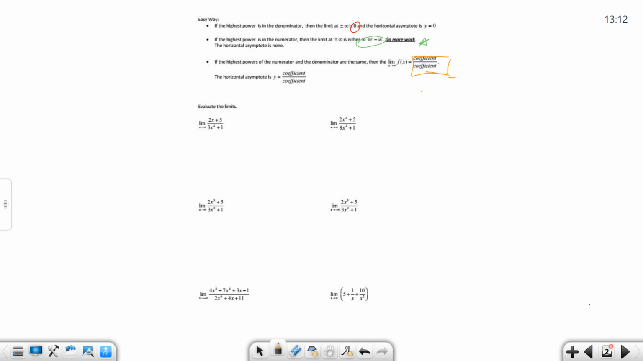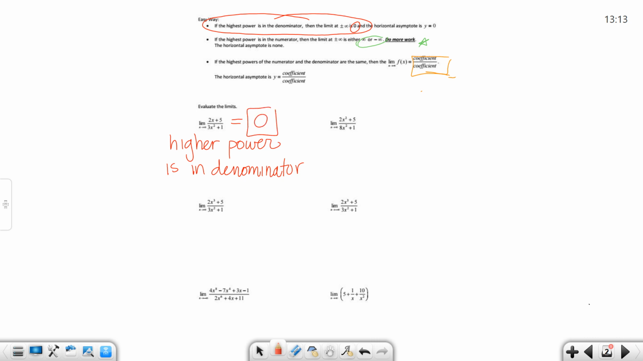In this first one, I have the limit as x approaches infinity. I look at my powers. The higher power is on the bottom. Look at your rules above. If your highest power is in the denominator, then your limit is 0. That's it. All you have to do is memorize your rules.